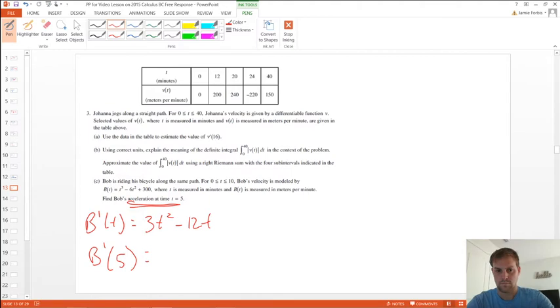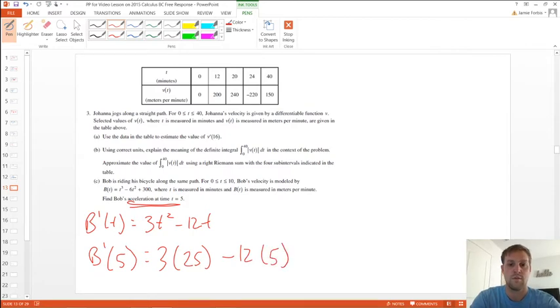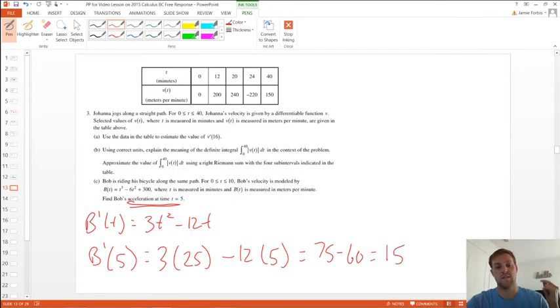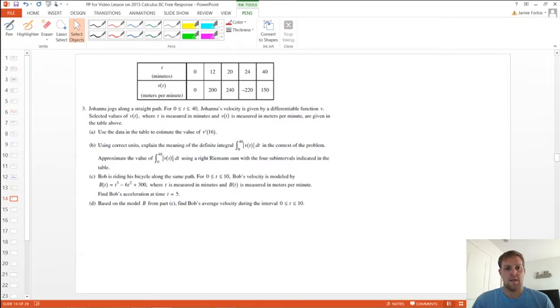Okay. If I plug 5 into that, that's going to be 3 times 5 squared is 25, minus 12 times 5, which is 75 minus 60, or 15. And this is acceleration, so that would be meters per minute squared. Okay. So wow, I mean, part C wasn't terrible at all. Hardly any math to it. We just had to take the derivative and plug in 5. Okay, cool. All right, and lastly, part D.